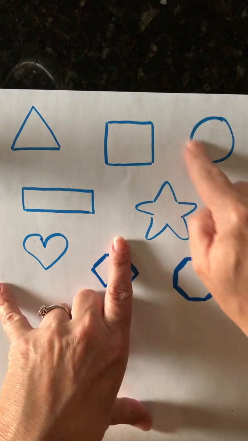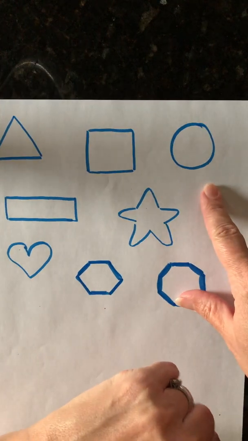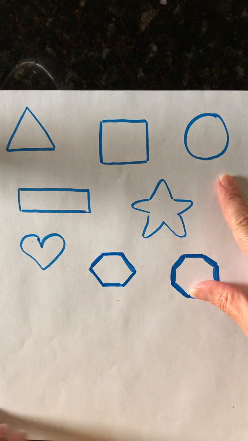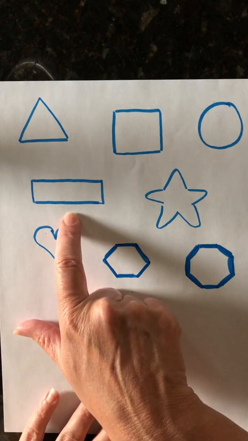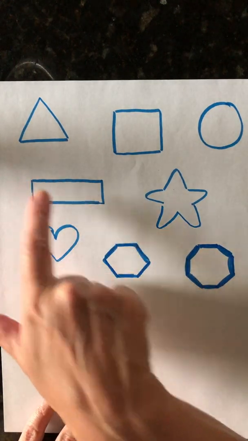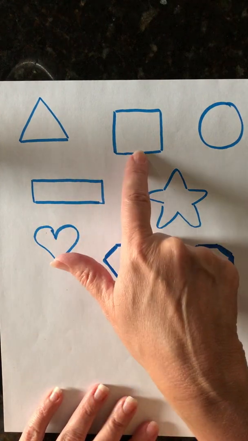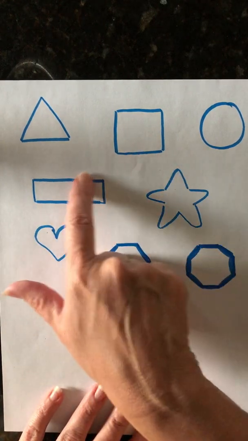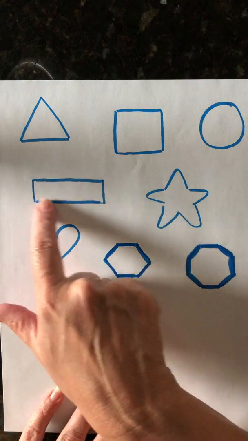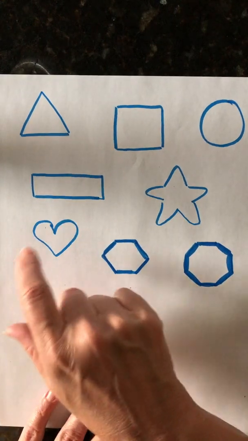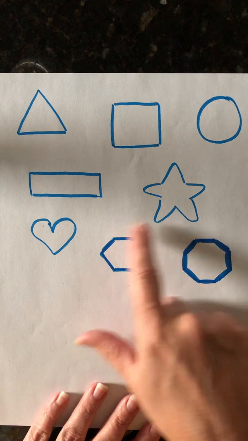Great job. And we have this round shape right here. And what do you think that is? You're exactly right. It is a circle. Very good. And then we have a rectangle. 2 shorter sides, 2 longer sides. Very good. And then it's different from a square, isn't it? Because the sides of a rectangle are not all the same length. They have different lengths. We have a star and a heart.